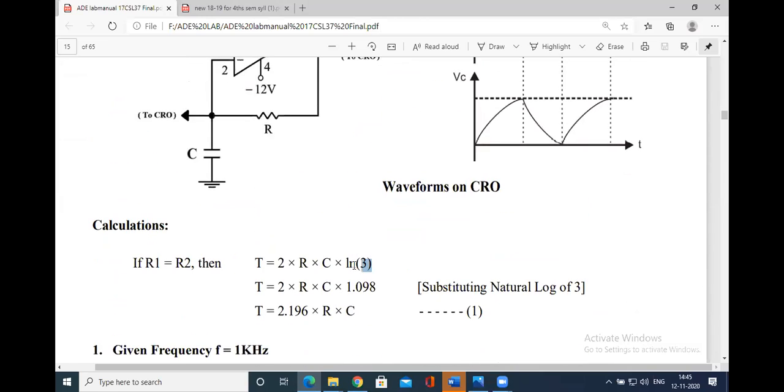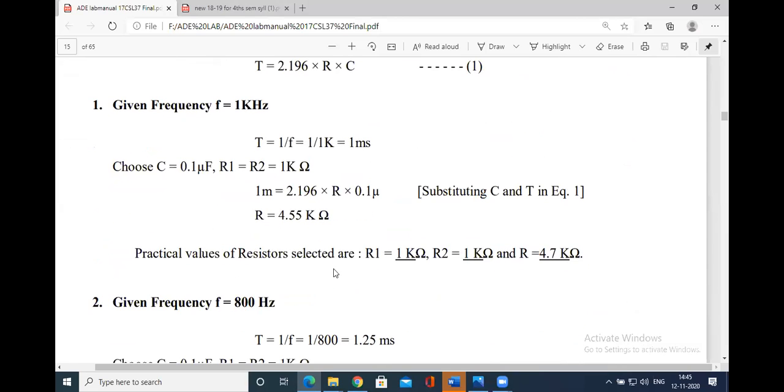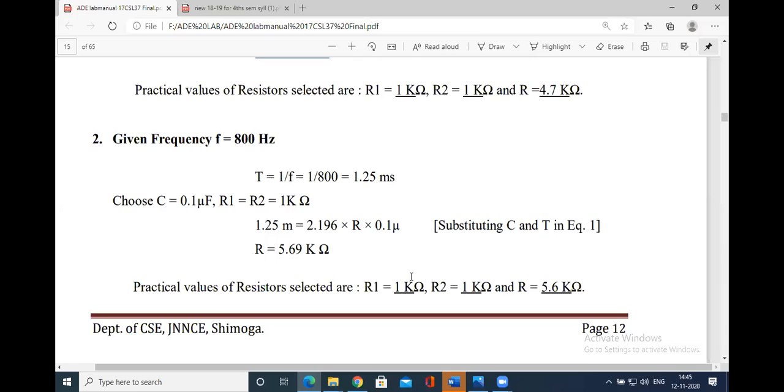Based on this time period, you need to use this formula. This is a standard formula, remember. You need to calculate the final R. How do you calculate? You calculate T based on the given frequency F, then substitute the value of C equals 0.1 microfarad. Based on that, you get the final value of R. And always we treat R1 equals R2. Fine. Similarly, now let us move to the next concept.